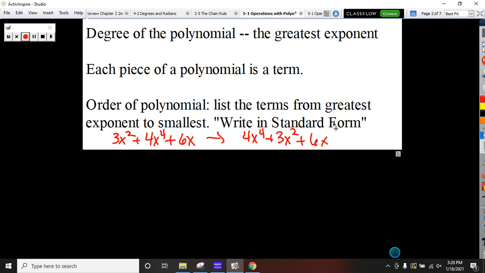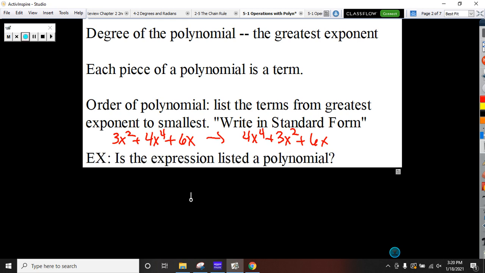So if you see write in standard form, all that's asking you is just to reorganize your terms so that the 4x to the 4th is first, then the 3x squared, then the 6x. So you start with the highest exponent and work your way down. So 4, 2, and then there is an exponent here, it's 1. So if you ever have just x in your equation and that's the biggest variable that you have, then its degree would be 1. Because remember, there's always an exponent of 1 if we don't see it. There's a couple little vocab things.